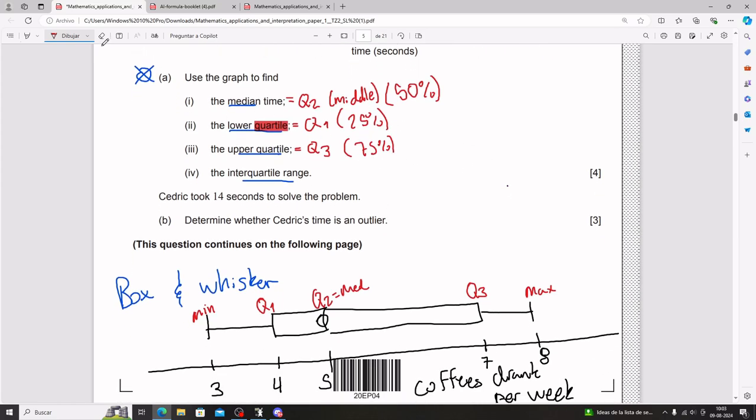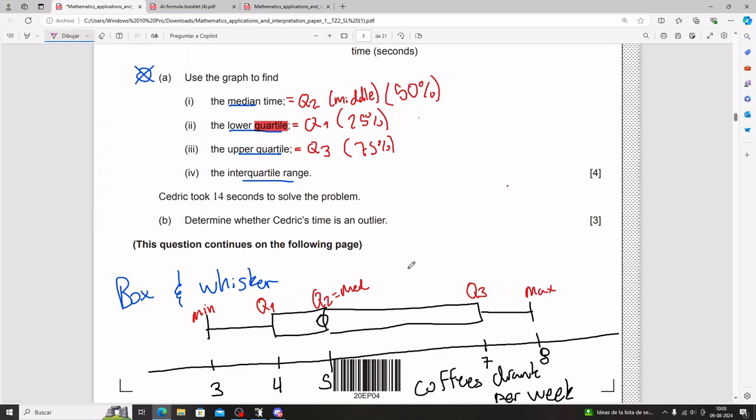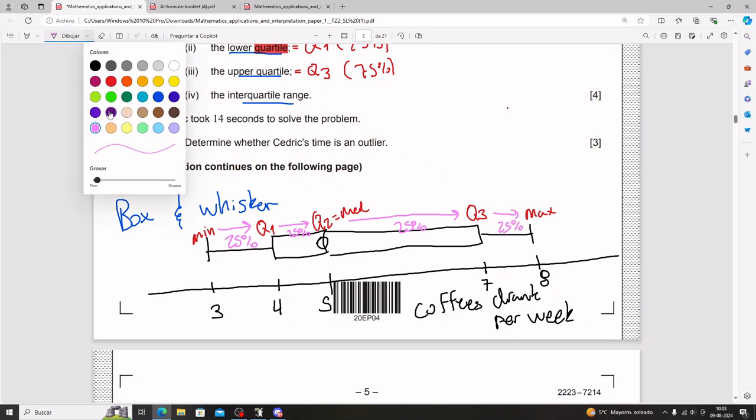I think this is a lot friendlier to see in the box and whisker plot. That is why I drew it. So basically, and this is the key idea, from the minimum to Q1, you have 25% of your data. From Q1 to Q2, you also have 25% of your data. From Q2 to Q3, you also have 25% of your data. And from Q3 to the max, you also have 25% of your data. The point is the following.